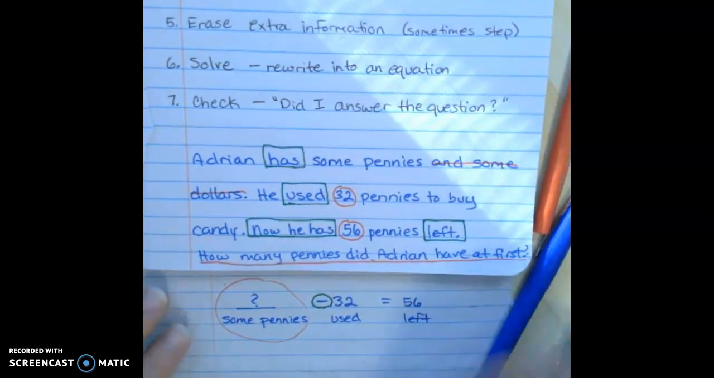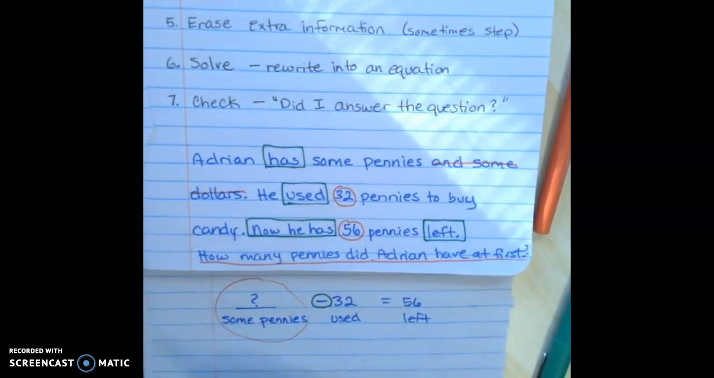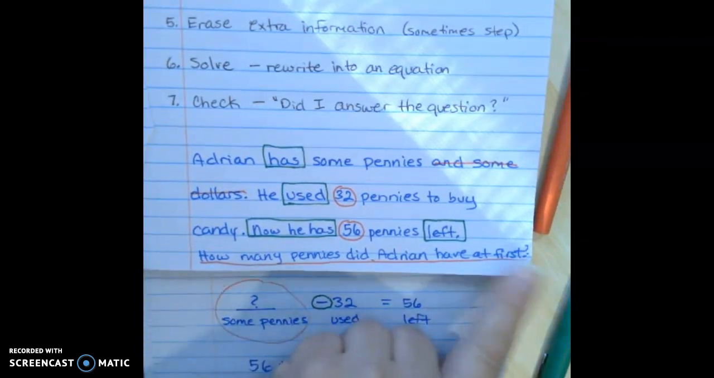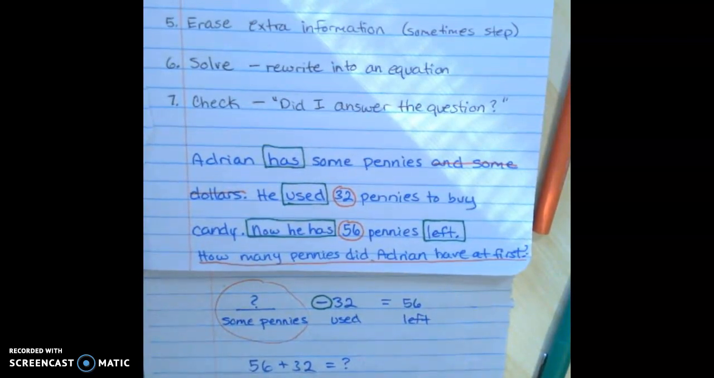So to think about the inverse operation, if I'm trying to solve for what he started with, I can take what he had left, add it to what he used to equal what he started with. So again, I can add what he used and what he had left over. Can put those back together to find out how many he started with. So 56 plus 32 will give us how many he had at first. So now let's do that math.